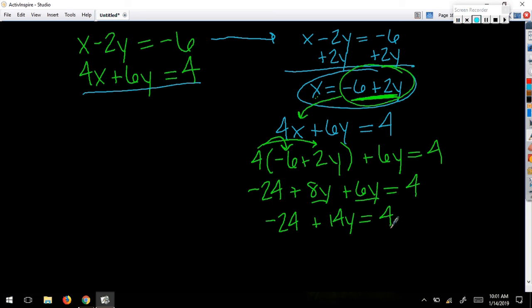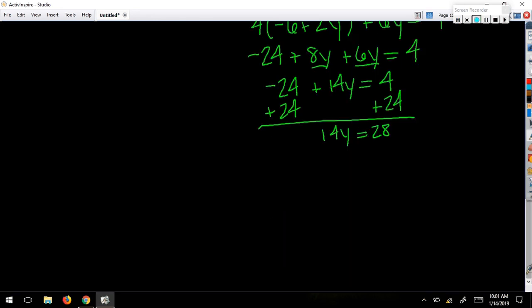And how do you solve it now? Add 24, guys. You have got to stay with me and stay focused or you will not get this. So if 14y equals 28, what do I do? Divide by 14. Is that the answer? No. You gotta figure out why. That's half of the answer.